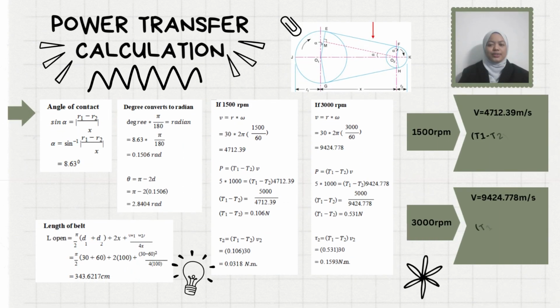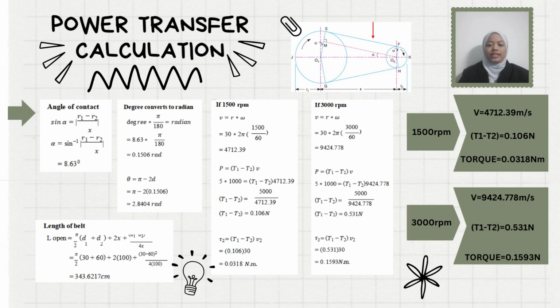Assalamualaikum. My name is Aslan Husna and I will explain the calculation of power transfer. For the calculation of the power transfer, we use an open belt drive. First of all, we have to find the length of the belt, which is 343.6217 centimeters.